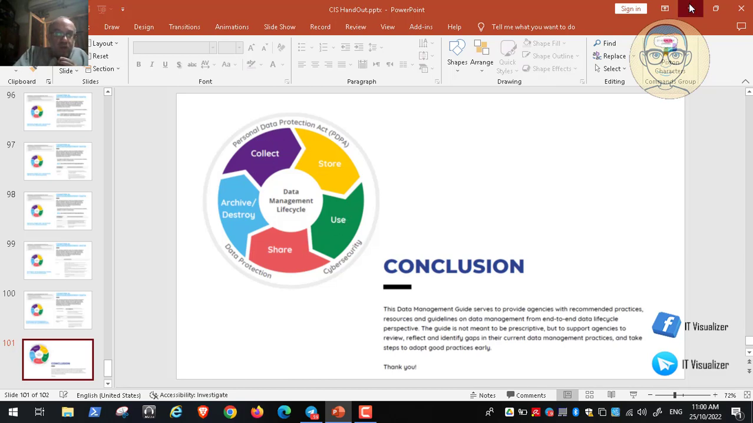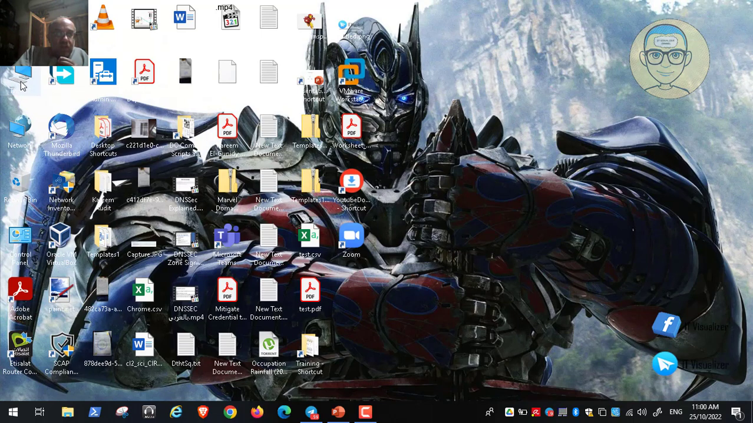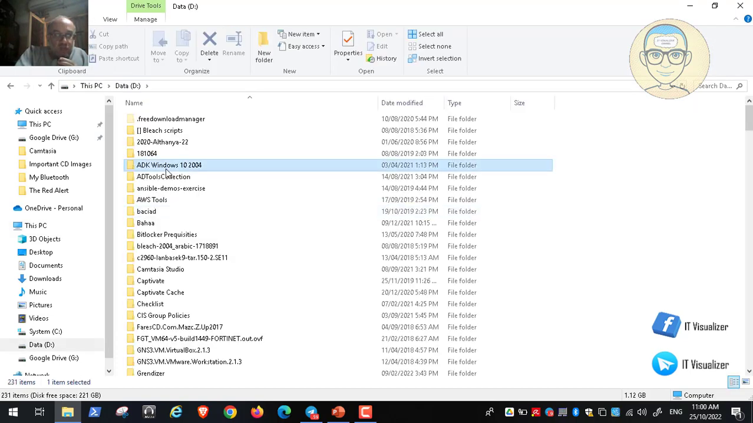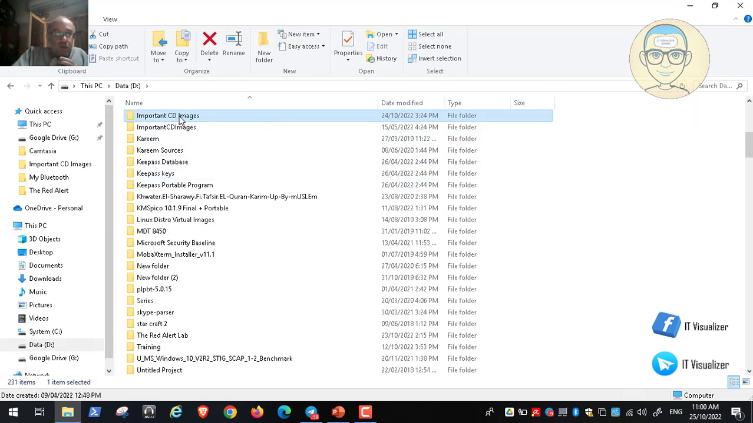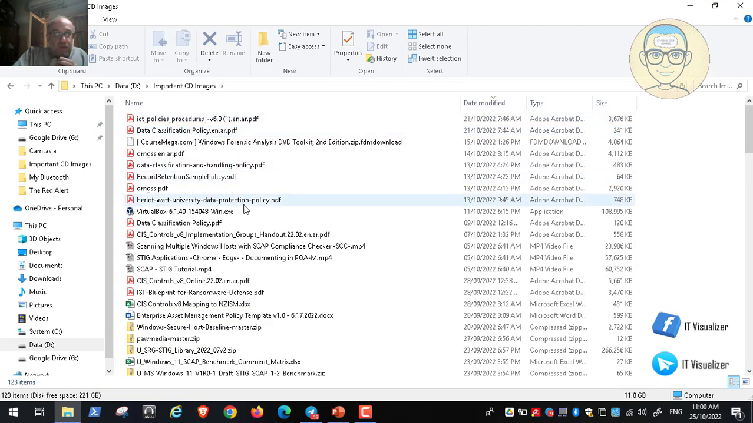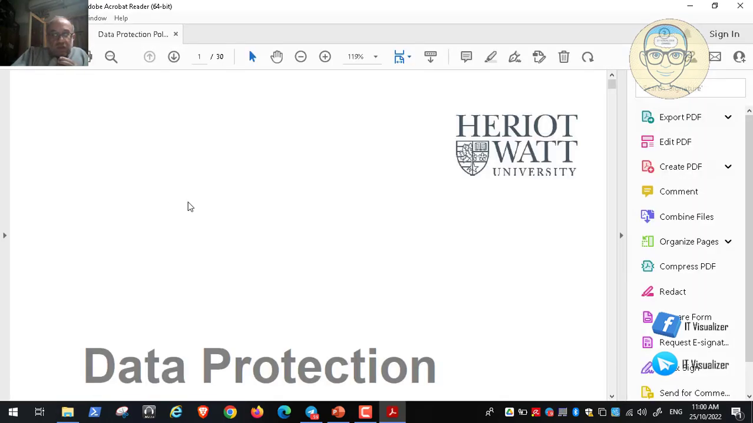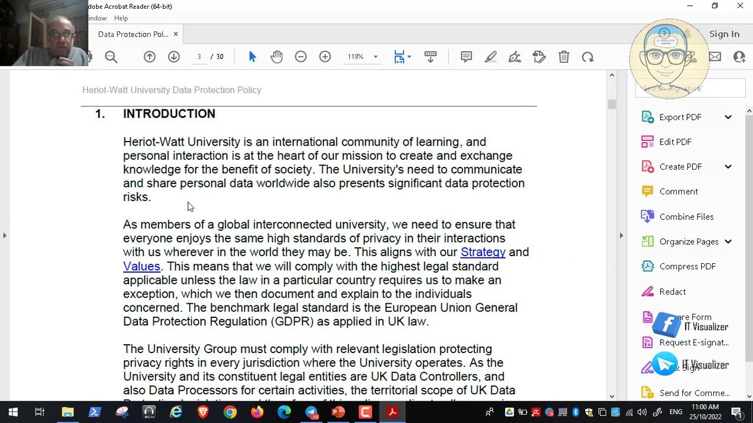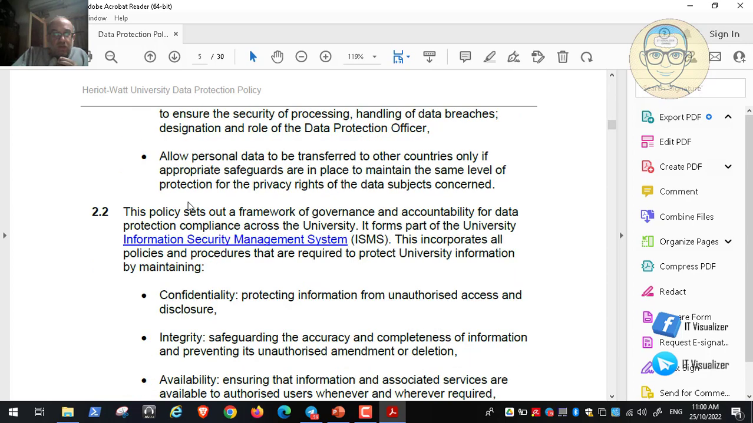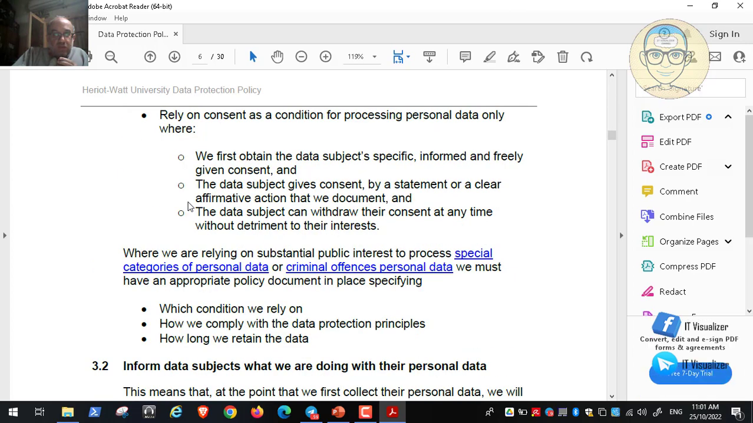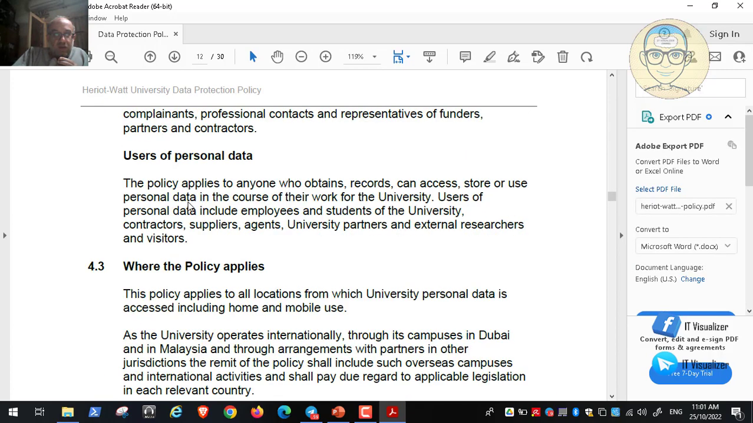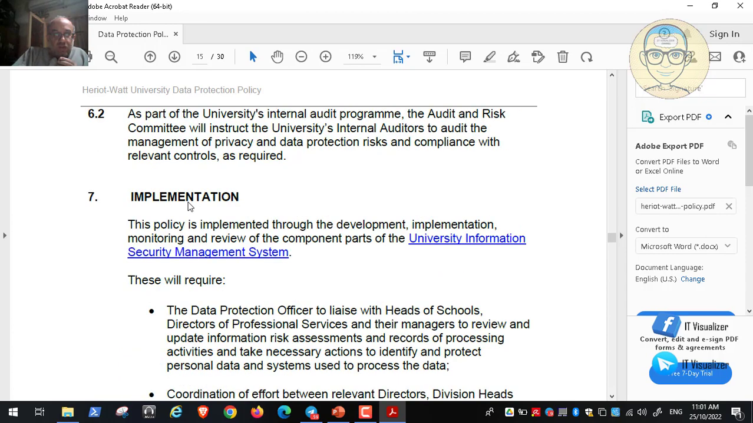Okay, so let me show you some of the retention policies and destruction policies in certain agencies, for example like AUC. Let me show you here one of the things for the AUC. So for example, this is for a university, called data protection policy. Let me go further, and let's go further here, say policy. Let me show you the retention.